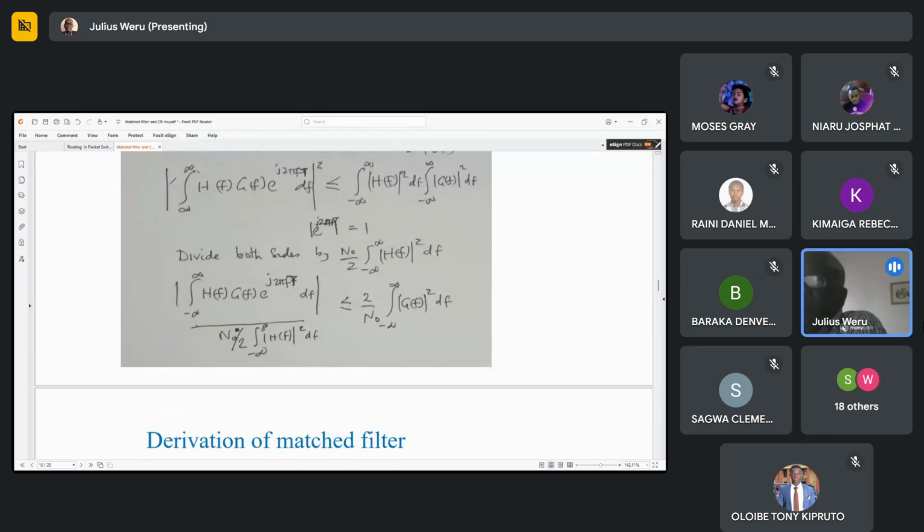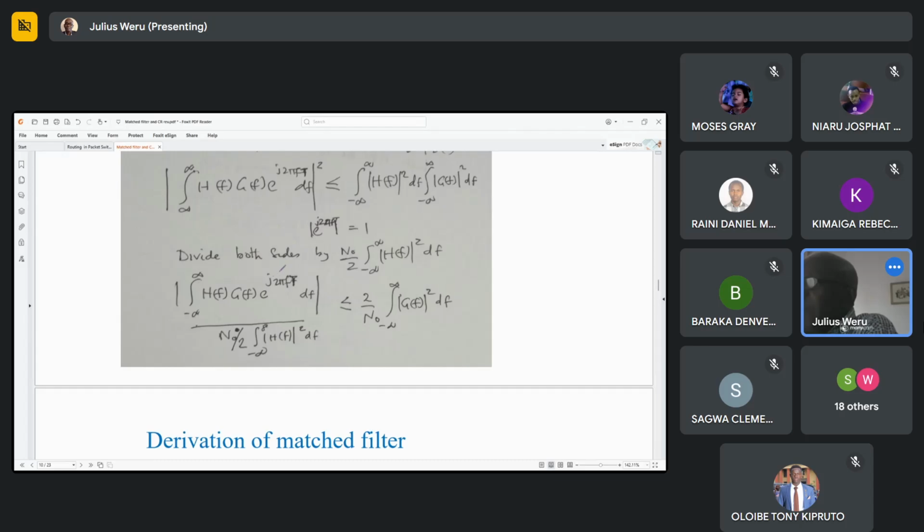You notice this is a signal power, and what we are doing is we want to divide both sides by this. Of course, when we divide by this, it is the noise power. We are saying divide by the noise power, and this side is the signal power. So what we are going to get is a signal to noise ratio.